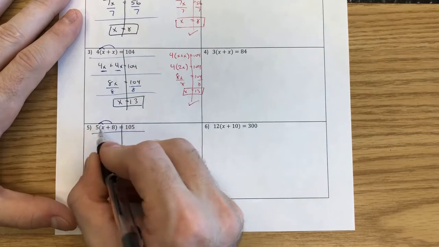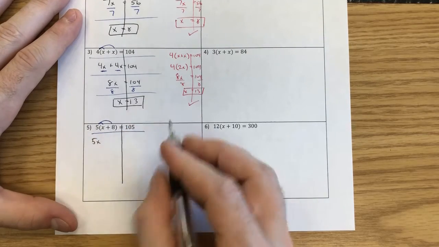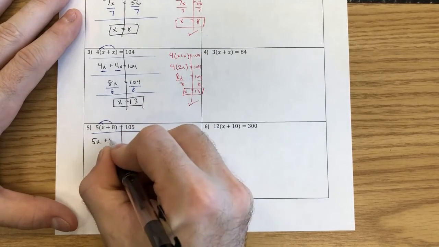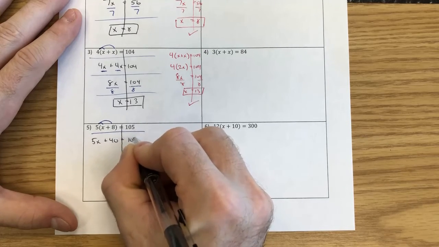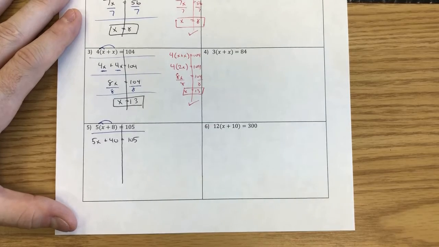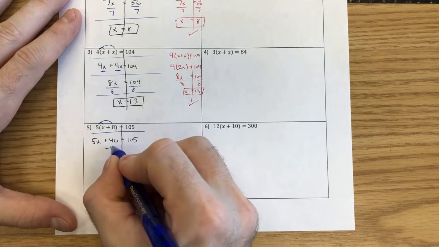So 5 gets multiplied times x, and 5 gets multiplied times 8. So I get 5x plus 40 is 105. Then I go through my series of steps for isolating the term.